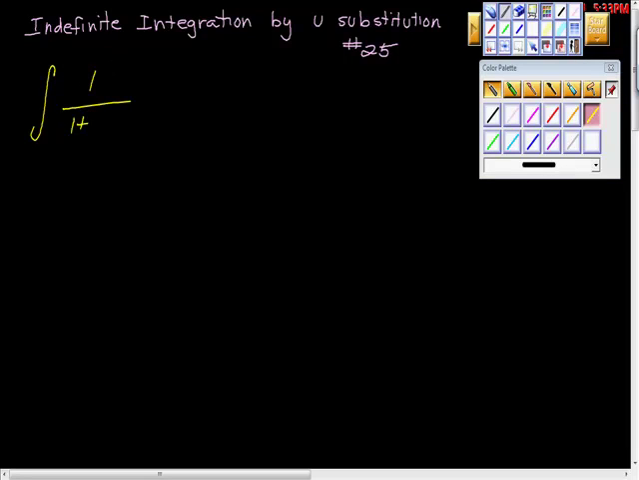1 over 1 plus the square root of 2x. And kind of the hint here is to use U substitution and to use the denominator as your U substitute. So that's what I'm going to do here. I'm going to say let U equal 1 plus the square root of 2x. And both of those are under the radical there. So just go to this, please.